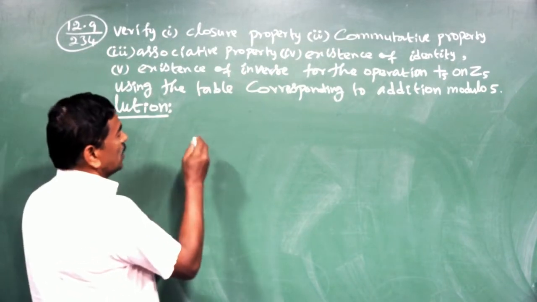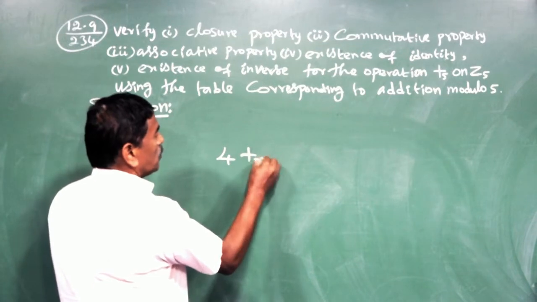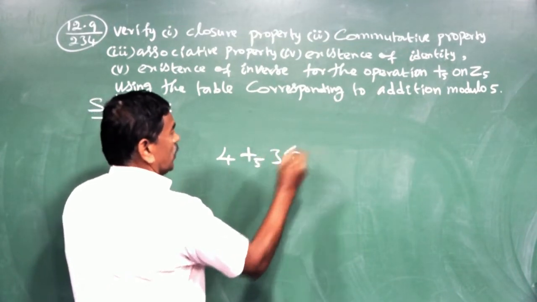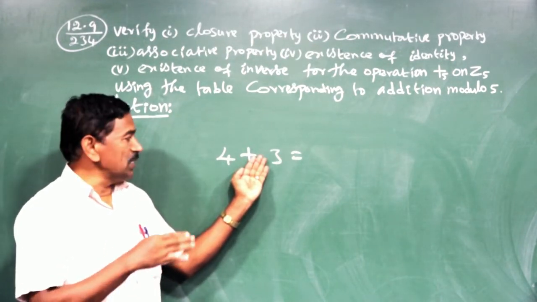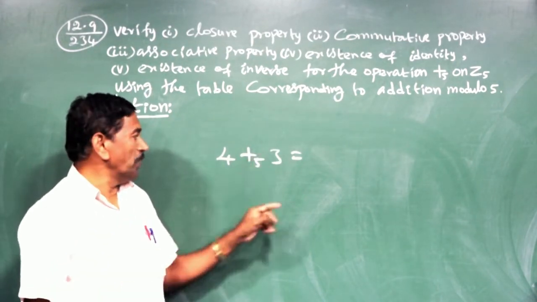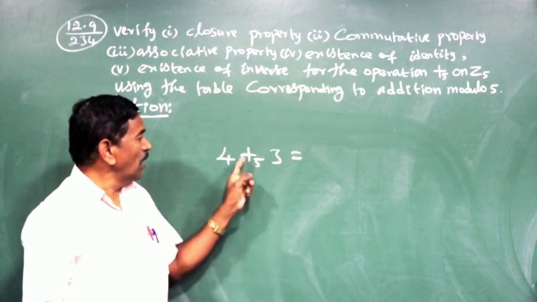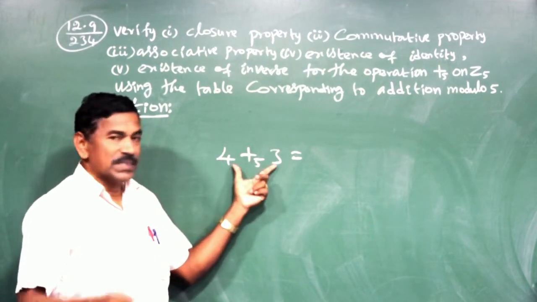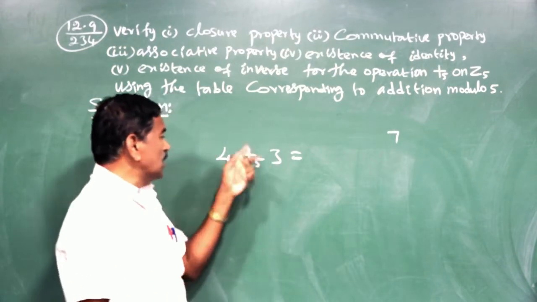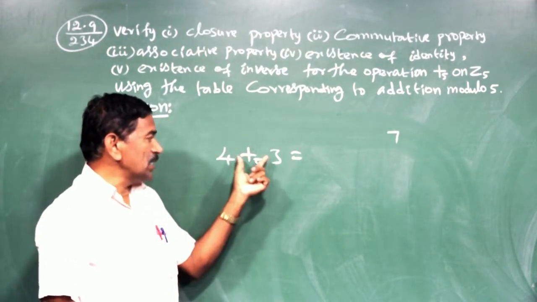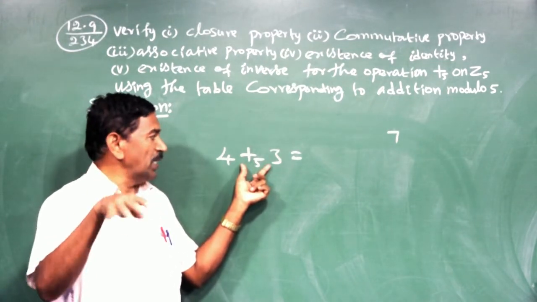The introduction is, for example, 4 addition modulo 5, 3. Listen, usual 4 plus 3 is equal to 7, that is usual addition. But today's topic is 4 addition modulo 5, 3. Addition modulo 5 means 4 plus 3 equal to 7. Then, if your answer is 5 or more than 5, subtract 5 and multiples of 5. That is the technique.